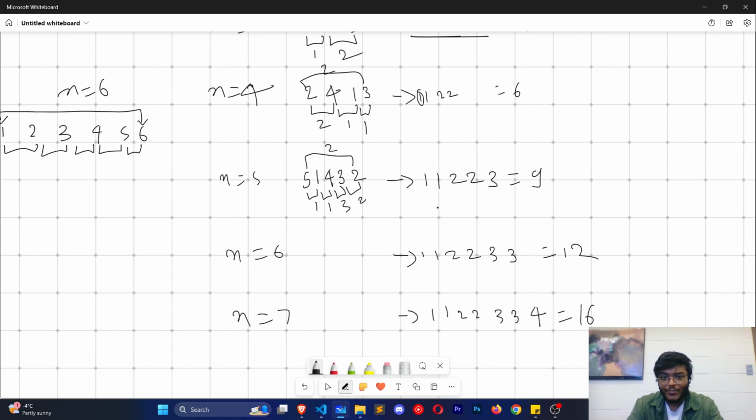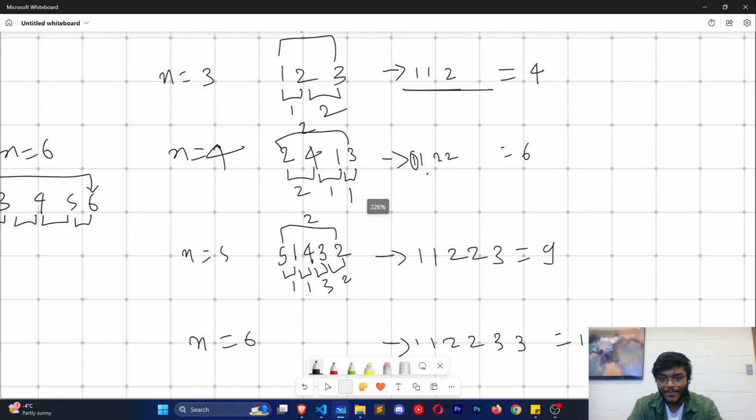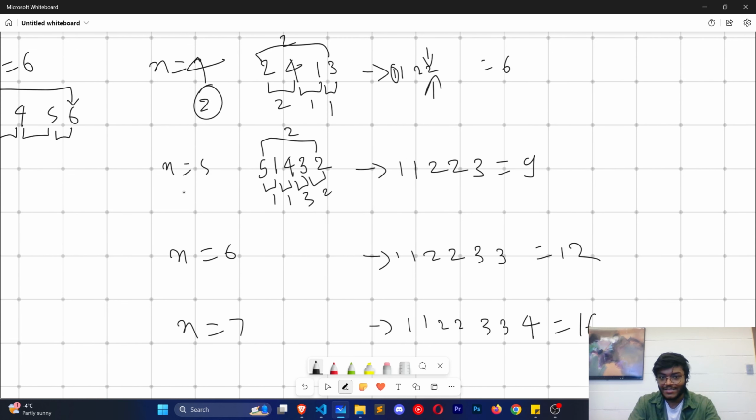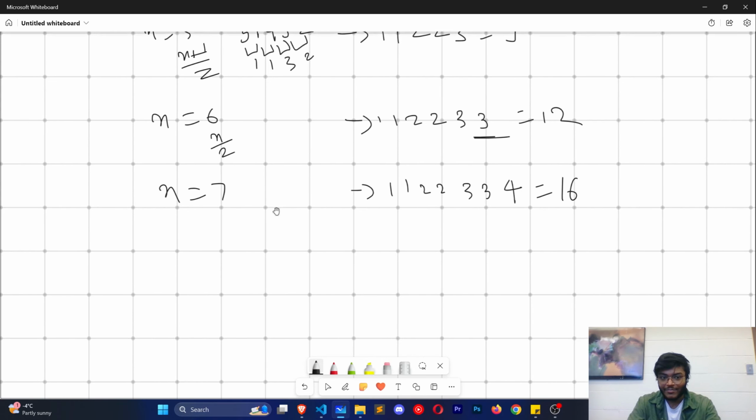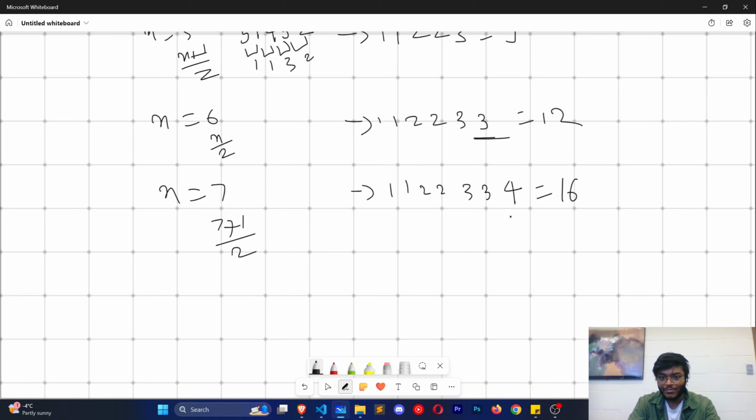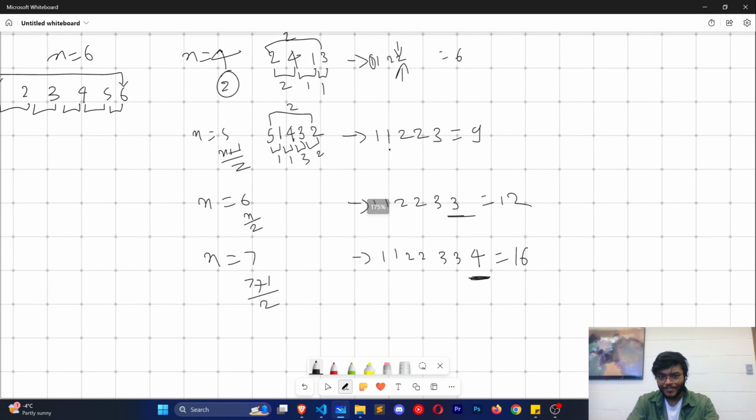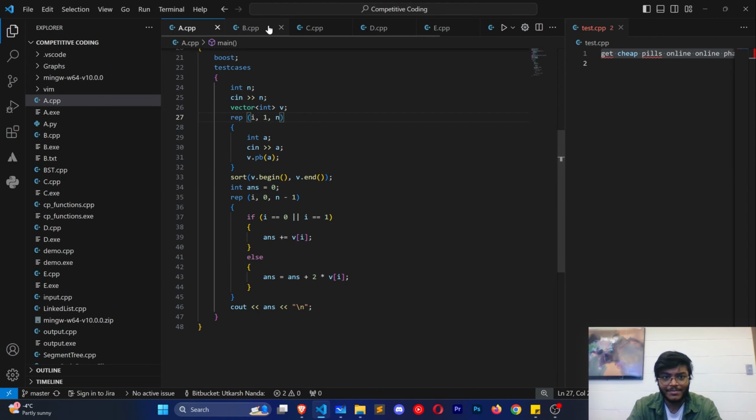So what we can observe is that the last value till which we are going is n divided by 2. So if n is 4, the last value that we are going to is n divided by 2, which is 2. For 5, it is n plus 1 by 2, right? For even, it is n by 2, 3. For 7, it is 7 plus 1 by 2, 4, right? So just go to the code and understand this better.